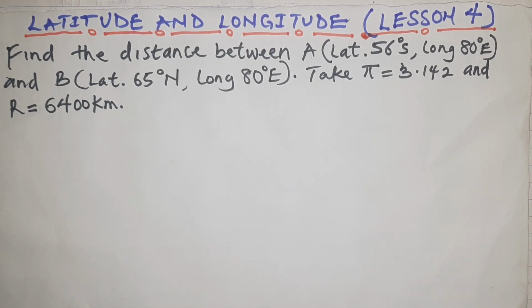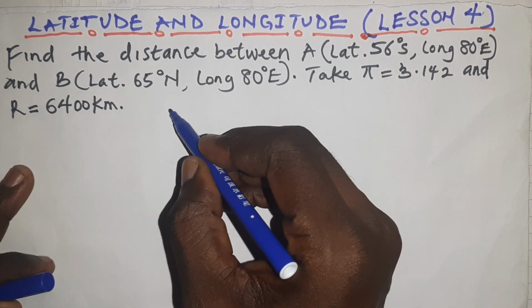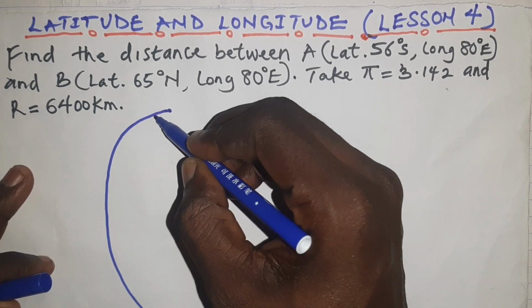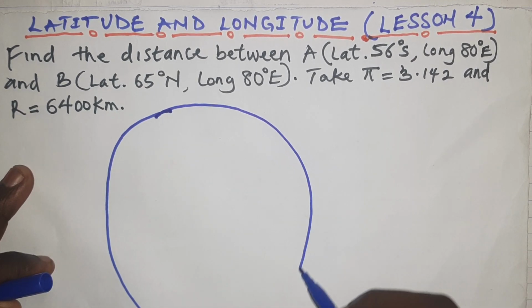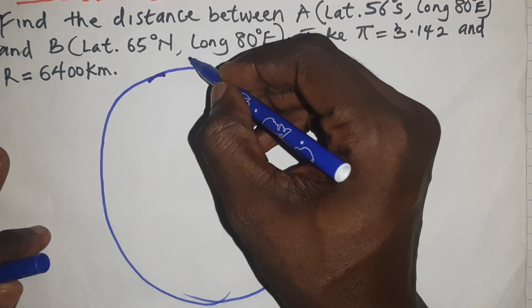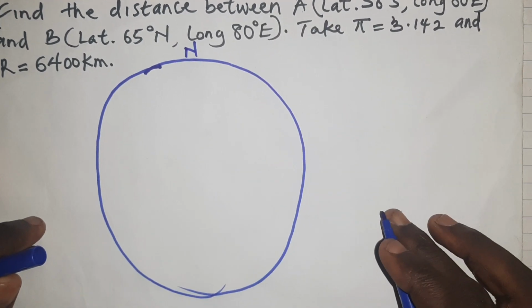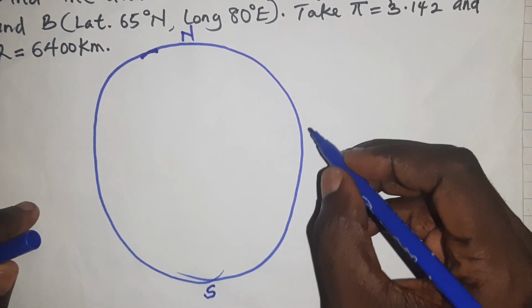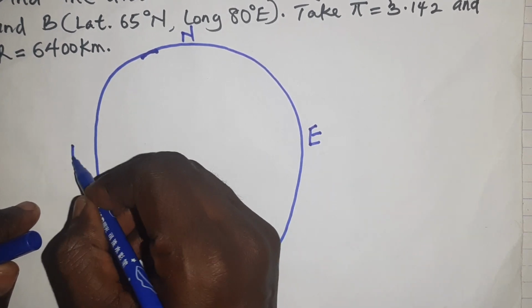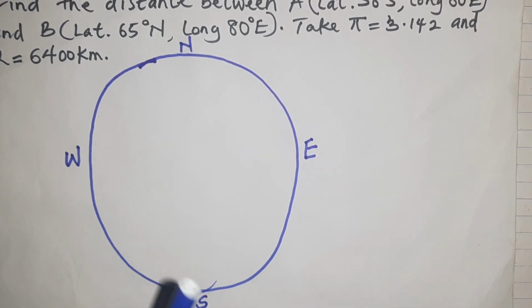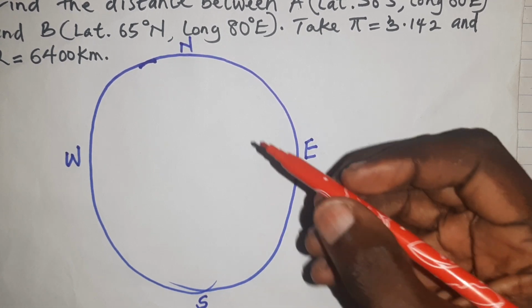The first thing to do is to draw your sphere, and the sphere represents your earth. So drawing the sphere, don't forget that this is a rough sketch. So we have it this way. This, of course, you're fixing your north and your south, then your east and your west. So then you draw your polar axis and the equator.